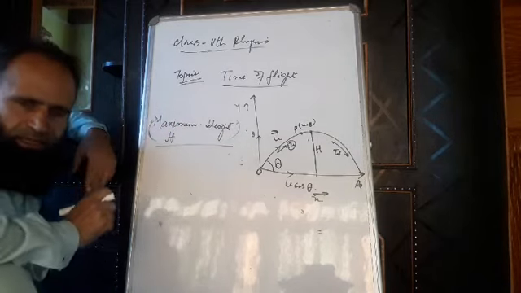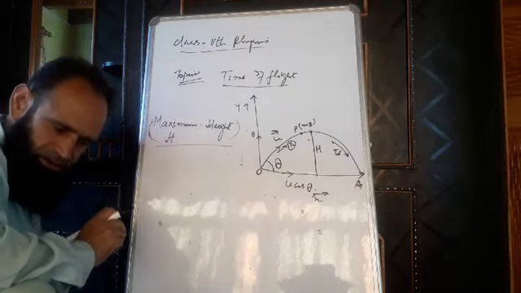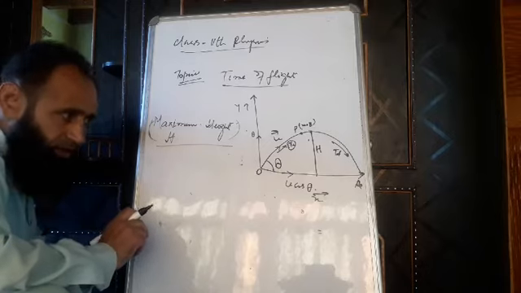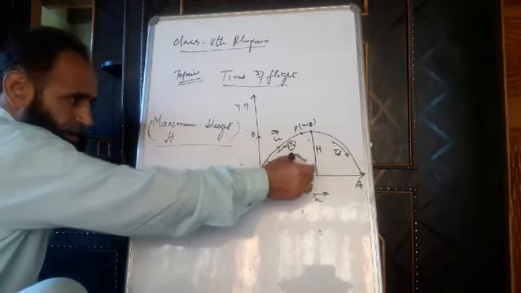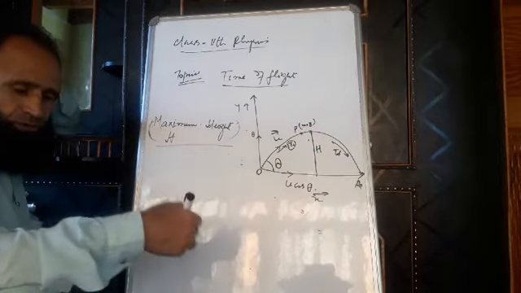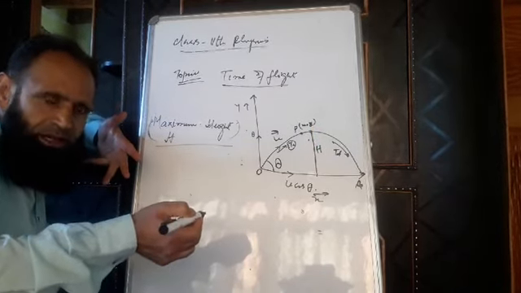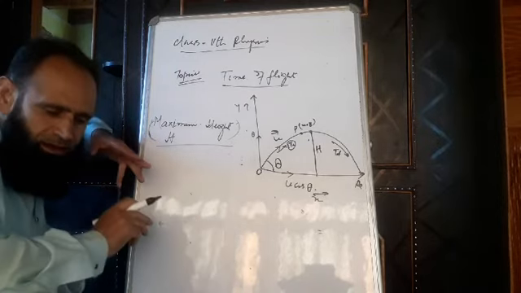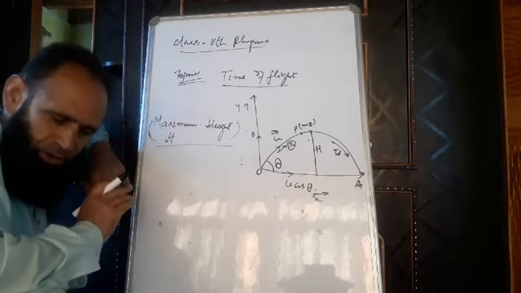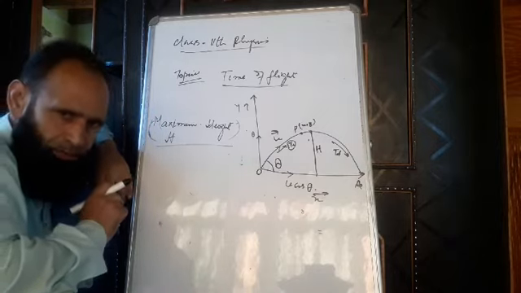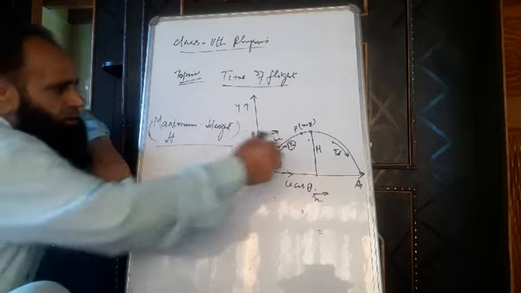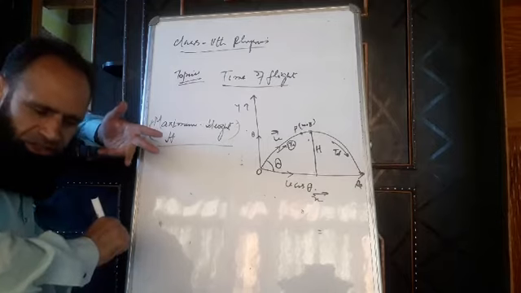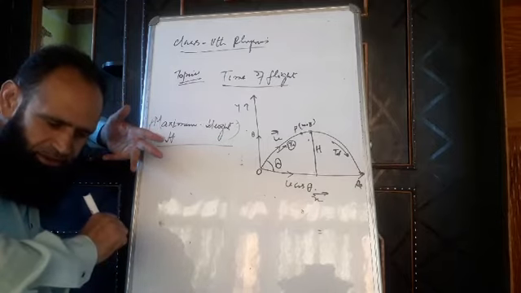Maximum height. It is the maximum vertical height attained by the projectile above the point of projection during its flight. It is the maximum height attained by the projectile above the ground or above the point of projection when it is in flight. So we can say this is the maximum height. So we have to find h. What is the maximum height attained by this projectile?